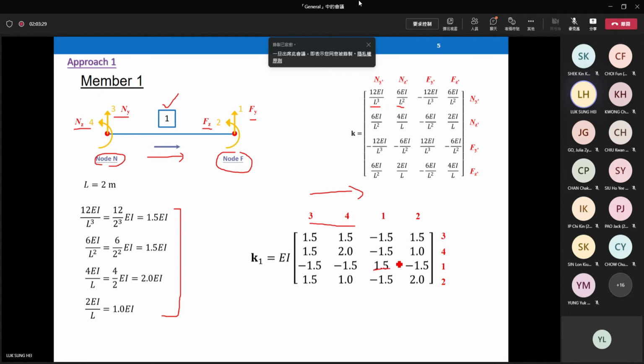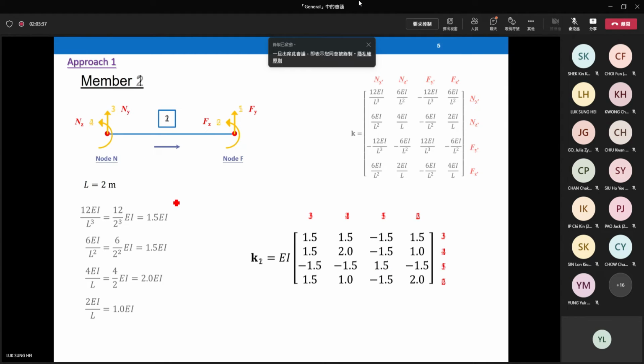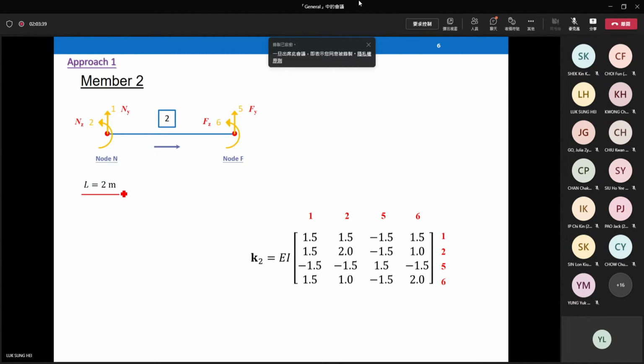You can map according to the row index and column index: 1, 1, 1, 2, and so on. Element 2, same, right? Same values, but different code number arrangement. 1, 2, 5, 6.